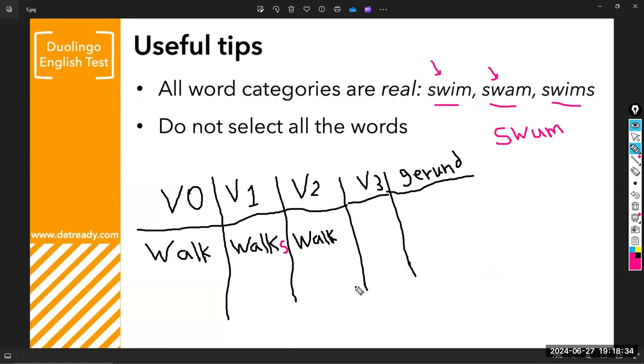What is the past simple of walk? What is the past of walk? It's walked. Okay, bravo. I walked to school yesterday. So please remember that the verb two is the simple past.